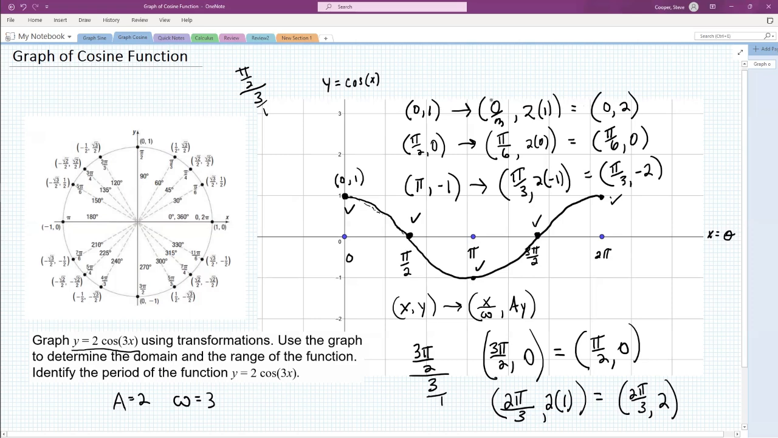So remember 0, 1 changed to 0, 2. Pi over 2, 0 changed to pi over 6, 0. Pi, -1 changed to pi over 3, -2. And 3 pi over 2, 0 is now pi over 2, 0. 2 pi, 0, this was 2 pi, 1. Sorry, I said 0. 2 pi, 1 changed to 2 pi over 3, 2. Okay, so what we're really interested in are these points.